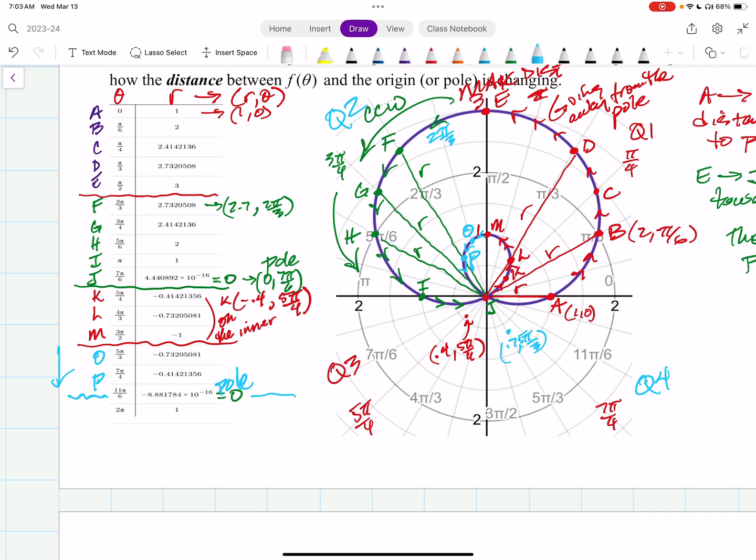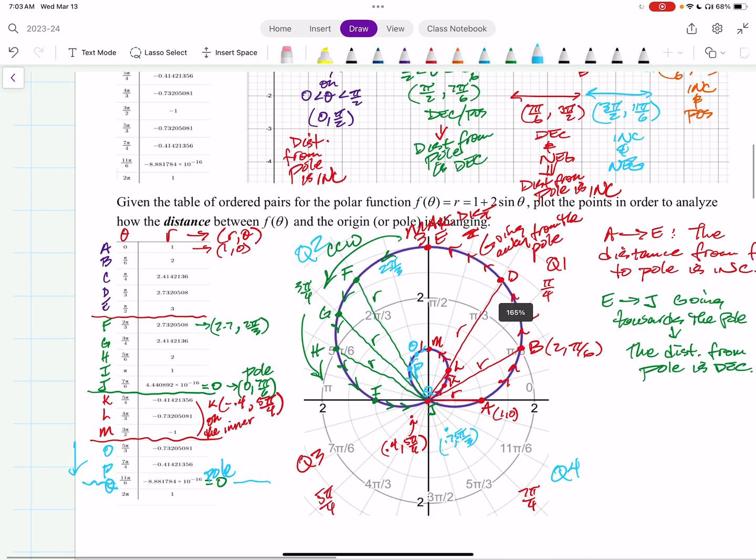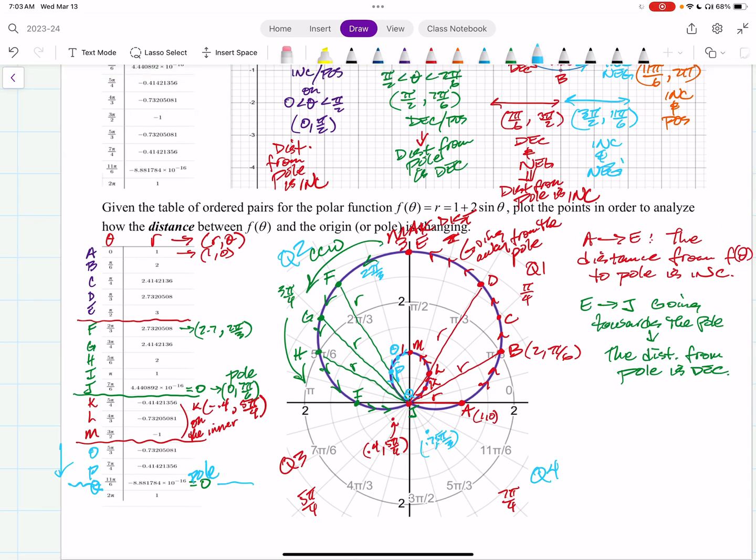What letter's next? I forgot. OP, Q maybe? Okay, let's go Q. So Q, you're back at the pole. All right. And so if you're going towards the pole, guess what? The distance is decreasing. So in that interval, let's add that in. What this is telling me is that the distance from the pole is decreasing. And we only have one more interval to do.